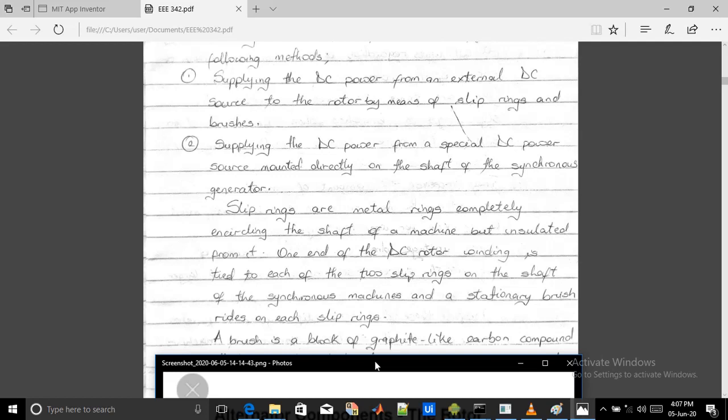And when I say rotor winding, I mean the field winding, right? That's the field winding. So now the second slip ring also is a connector to the other terminal of the rotor winding, that is the field winding, right? Okay, so now, and a stationary brush rides on each slip ring.